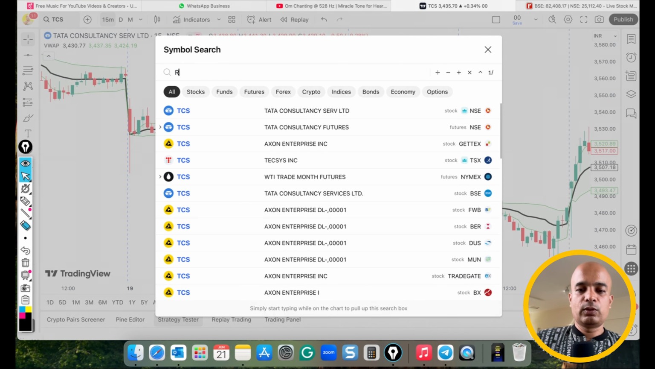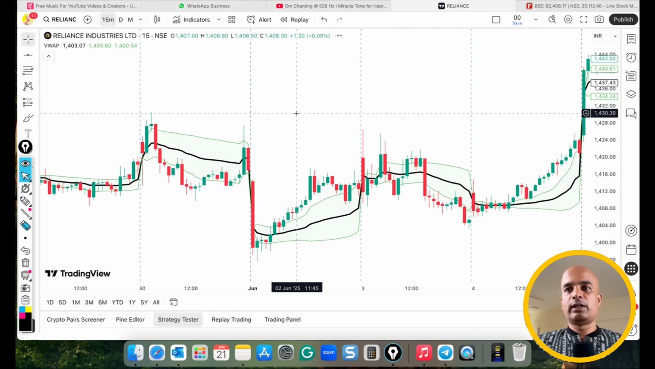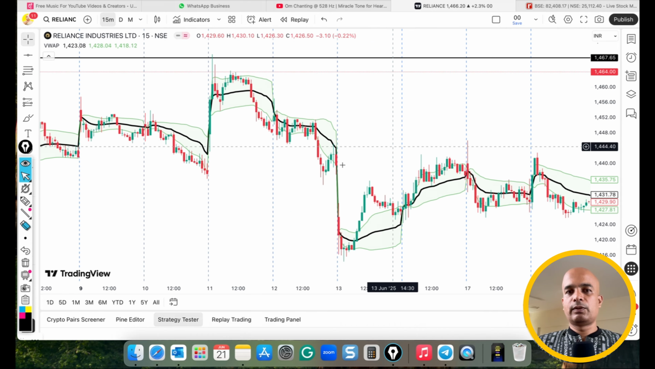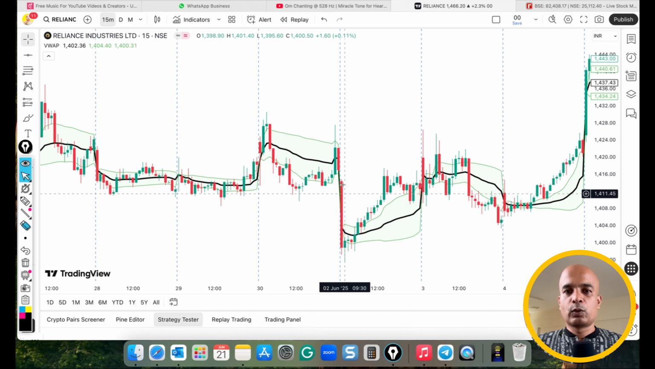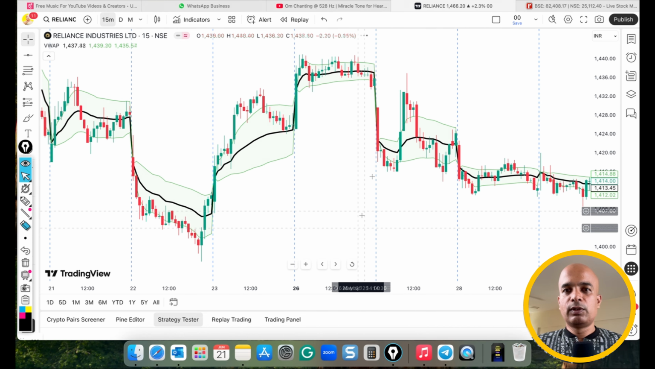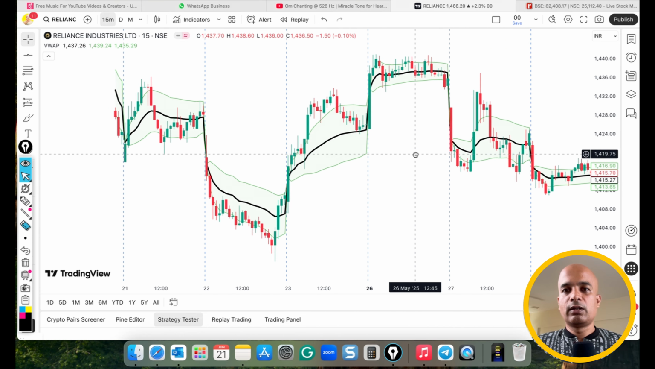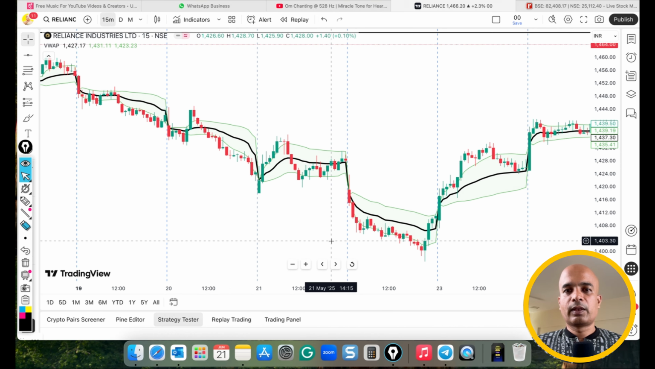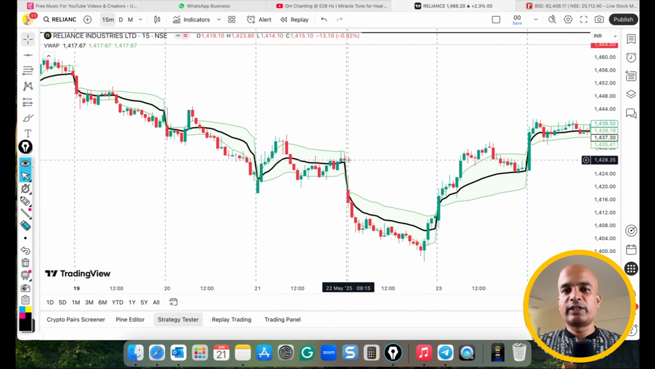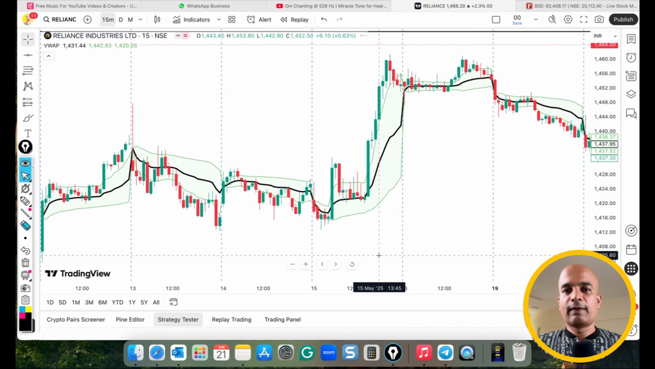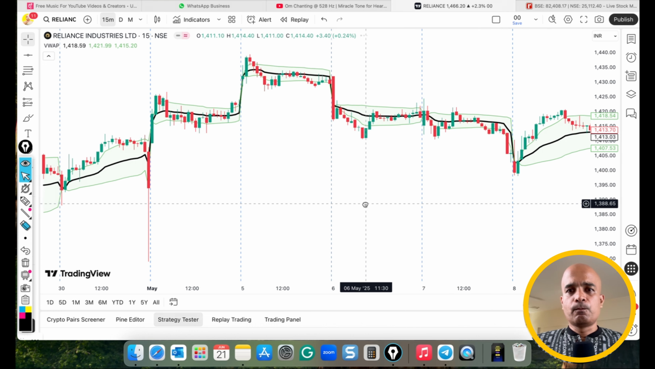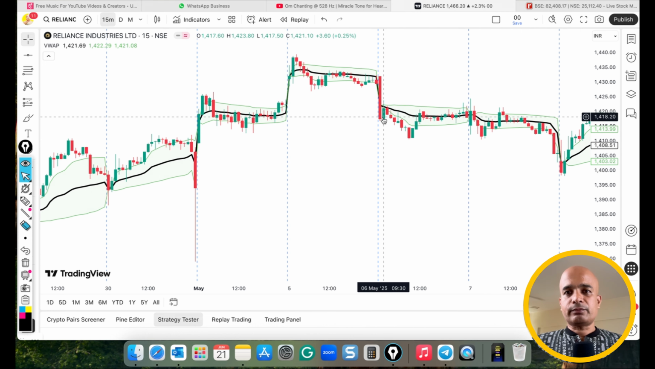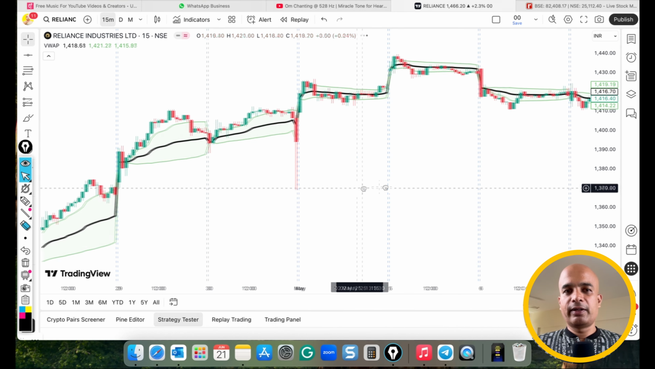If I go to Reliance, open candle itself, it gave a very good move. Here also the same story. Here there is no entry because previous time VWAP closes above the VWAP. Here there is an entry, but it didn't move much. So either a small loss trade or a small break even trade.